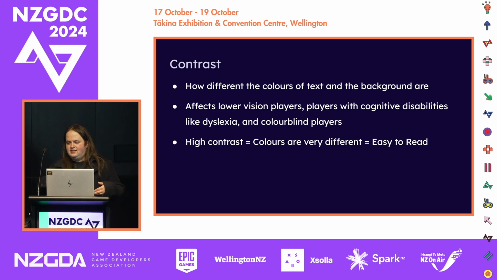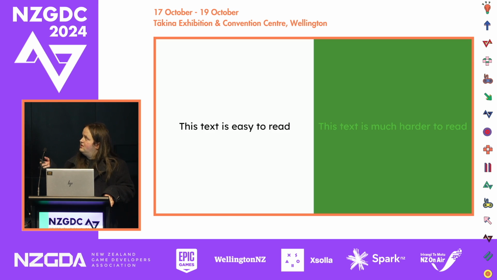Contrast in text is how different the colors are between text and background. Much like text size, it especially affects low vision players, players that have disabilities like dyslexia, but it's also an issue for players that are colorblind. When there is high contrast between text and the background, it is much easier to read. This high contrast black and white text, that is really easy to read. That green text on a green background is less easy to read.